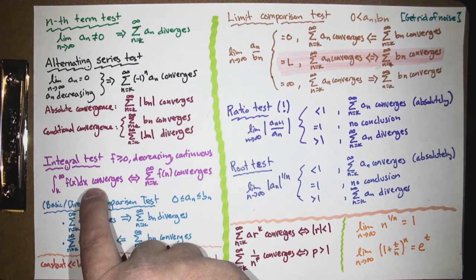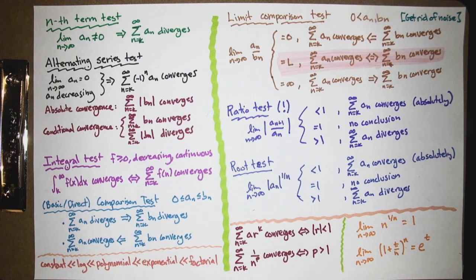There's the integral test, which is very narrowly used. It's mainly used to help us get to p-series. But essentially it says the integral will converge if and only if the sum converges, as long as you have a function that's decreasing. We have our comparison test.